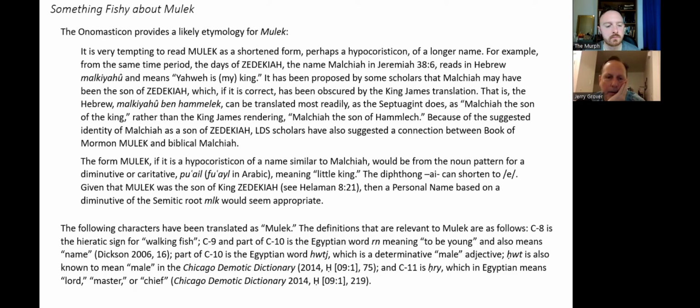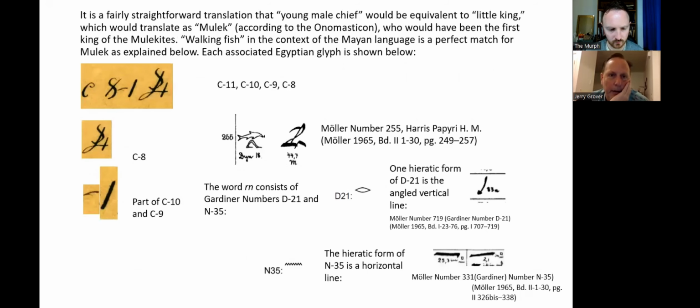That word, as it turns out for a male, the part of the word also is known to mean male, and similar means Lord, Master, Chief. So knowing that, then we look. One of the definitions that they gave, the onomasticon, was young, and I have young male chief. They have little king as the meaning. So that's actually pretty close, right?